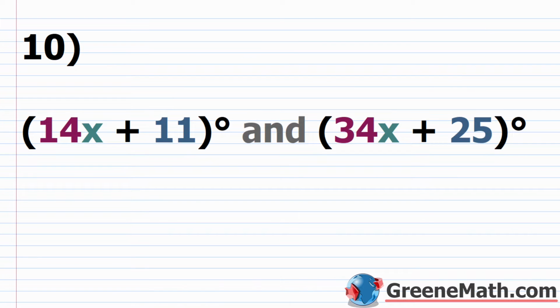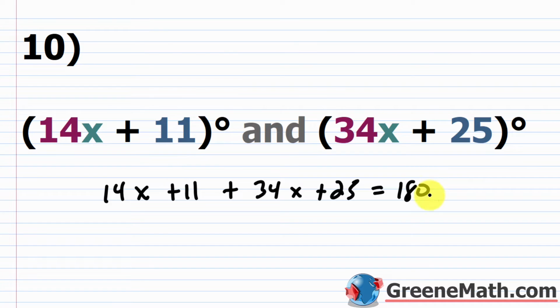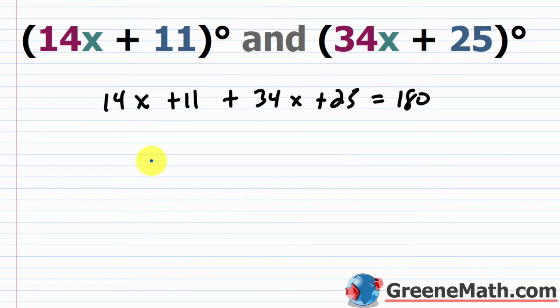Okay, let's look at problem 10. So here, we're going to have 14x plus 11 degrees and 34x plus 25 degrees. Again, we're looking for these two supplementary angles. So the sum, once again, is going to be 180 degrees. So I'll just say that 14x plus 11 and then plus 34x plus 25 is equal to 180. So let's start with 14x plus 34x. That's going to give us 48x. And then 11 plus 25. That's going to give us 36. So let's go plus 36, and this equals 180.